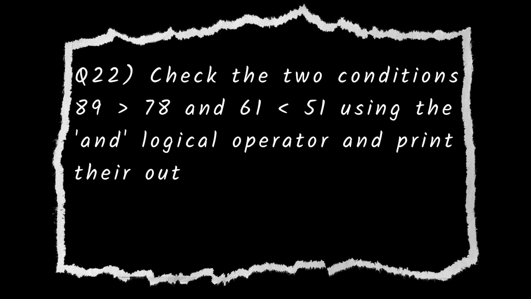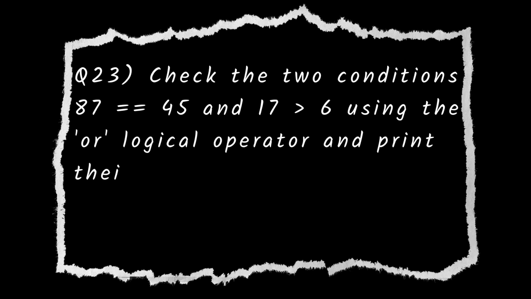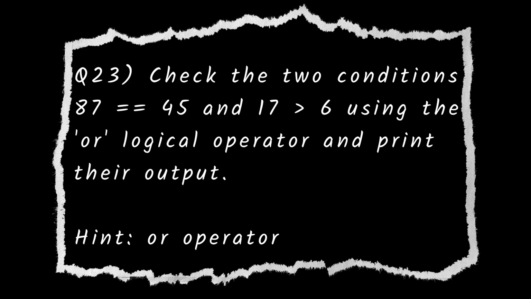The next question is check the two conditions 89 greater than 78 and 61 less than 51 using the AND logical operator and print their output. Here is the hint, AND operator. The next question is check the two conditions 87 double equal to 45 and 17 greater than 6 using the OR logical operator and print their output. Here is the hint, OR operator.